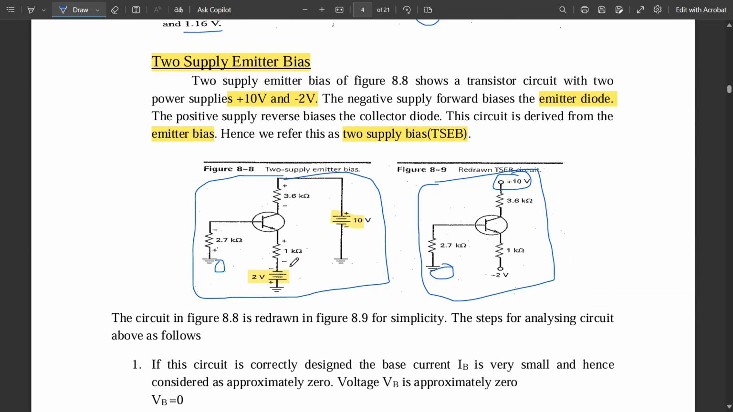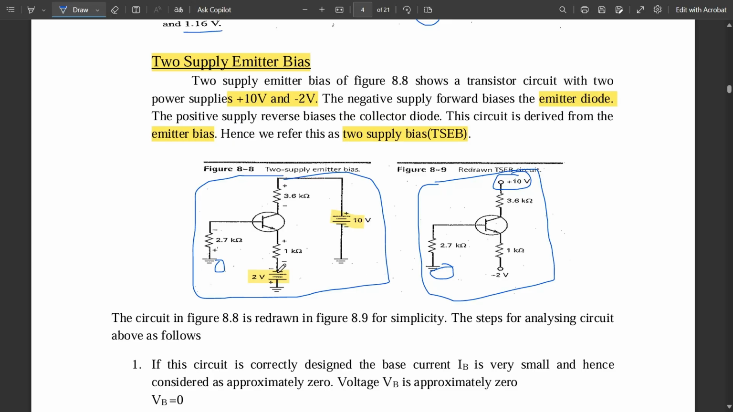Why? Because we are giving the extra supply to the emitter, not to the base, because the base is directly given to the ground and that is equal to 0 volt, where we would be having no voltages in the base terminal. So that's why it is called a two supply emitter bias circuit. The difference is that here they have extended the voltage with one power supply, and here they have not mentioned it. So that's one difference.